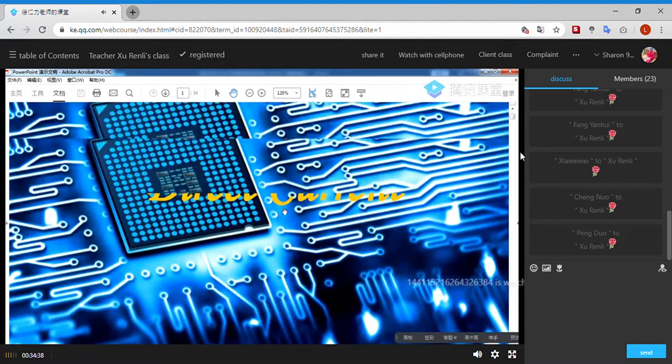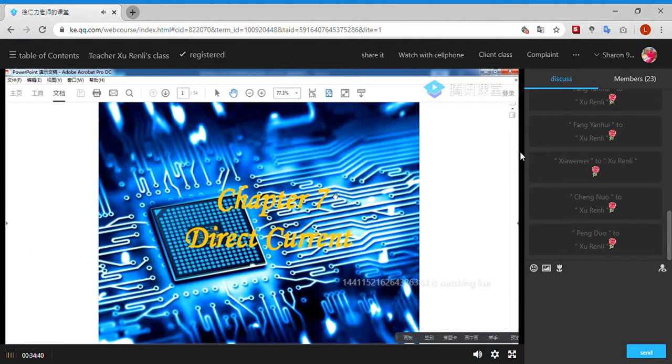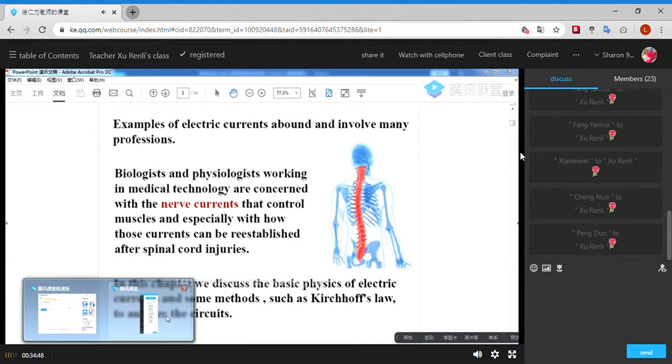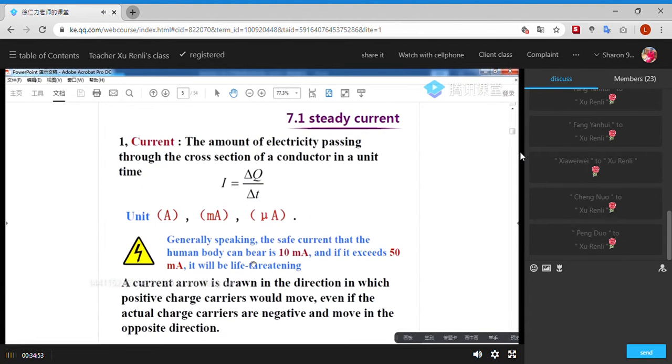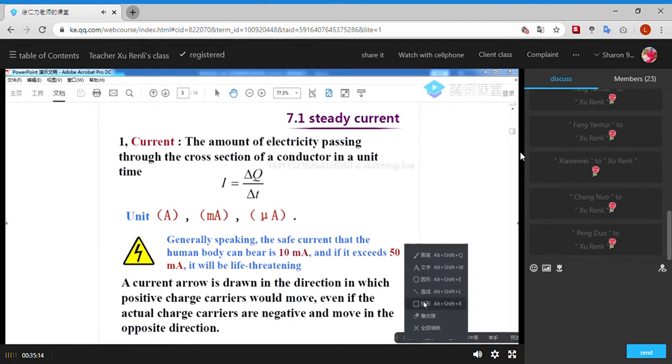Okay, let's finally review about the last chapter, the direct current. In this chapter, we have studied some basic notions about the current. Yes, in your middle school, you have studied the knowledge for the current. So this is a definition for the current. You already know.